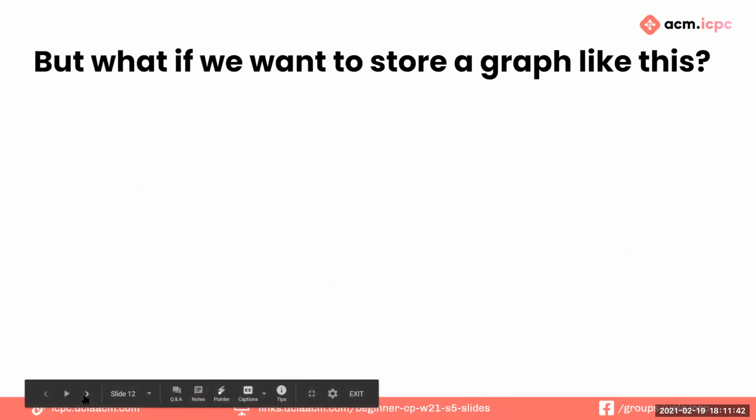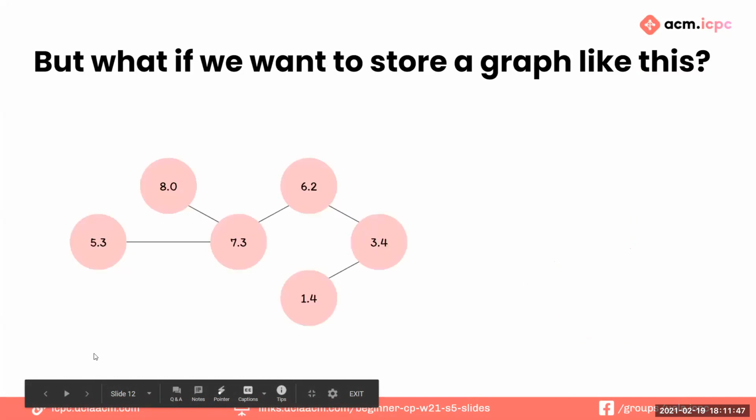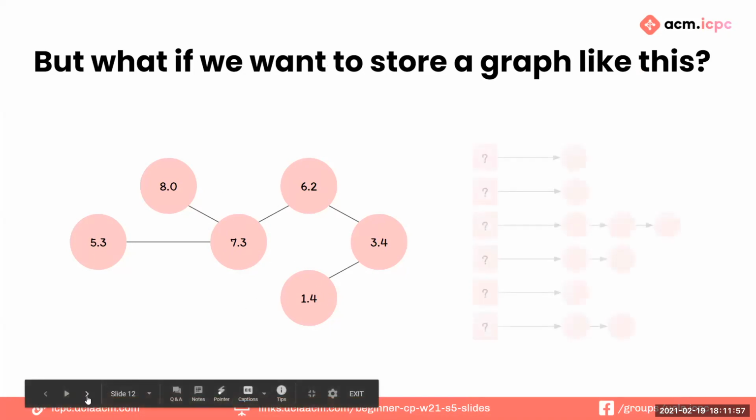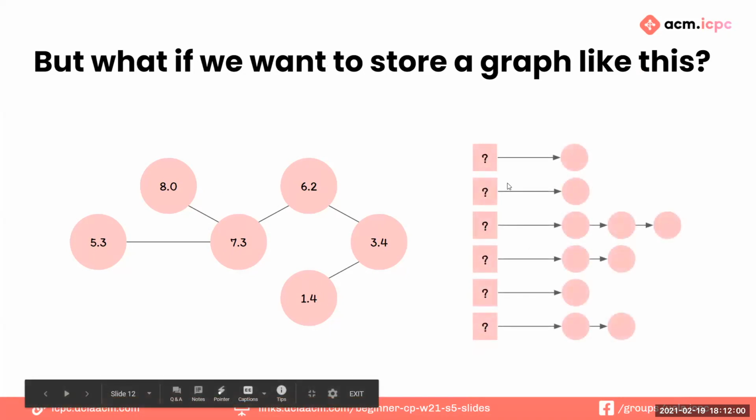But what if we want to store a graph that looked something like this? As you can see, these are decimal numbers. We can't necessarily use decimal numbers to index into an adjacency list like the one that we've learned so far. Like, what exactly will we put into here?